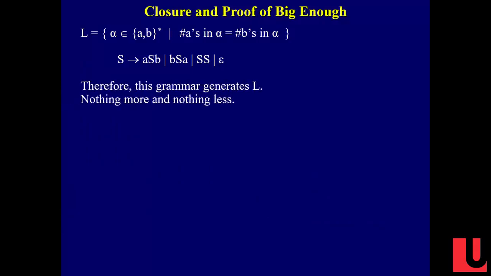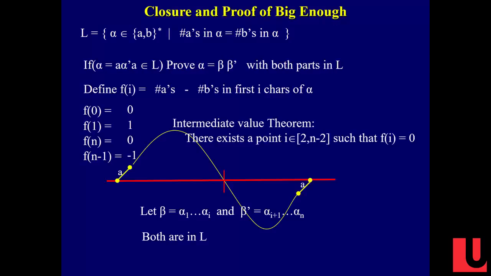All right. Therefore, we can conclude that this grammar generates everything that has the same number of A's and B's. As far as I remember, the intermediate value theorem doesn't state that there's exactly one. There's more than one. There could be more than one spot. So if there's more than one spot, how would you divide it? Well, then you have a choice. You just have a choice of where you want to divide it.